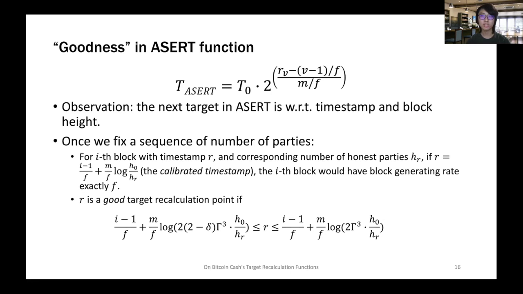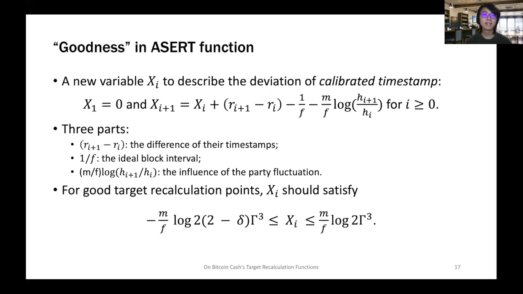Then what we do next is convert our observations into a random variable, which is used to describe the deviation of the calibrated timestamps. You can see here x1 equals 0, which means that we assume a good start, so there is no deviation at the anchor block.